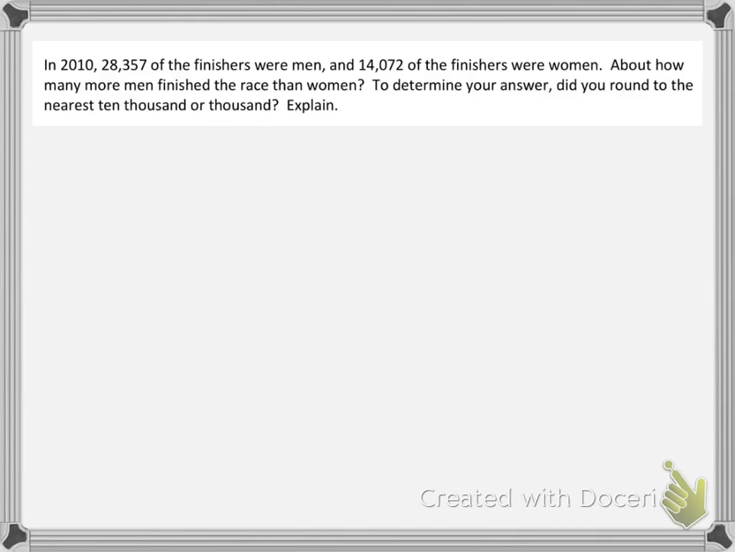In 2010, 28,357 of the finishers were men, and 14,072 of the finishers were women. About how many more men finished the race than women? To determine your answer, did you round to the nearest 10,000 or 1,000? Explain.